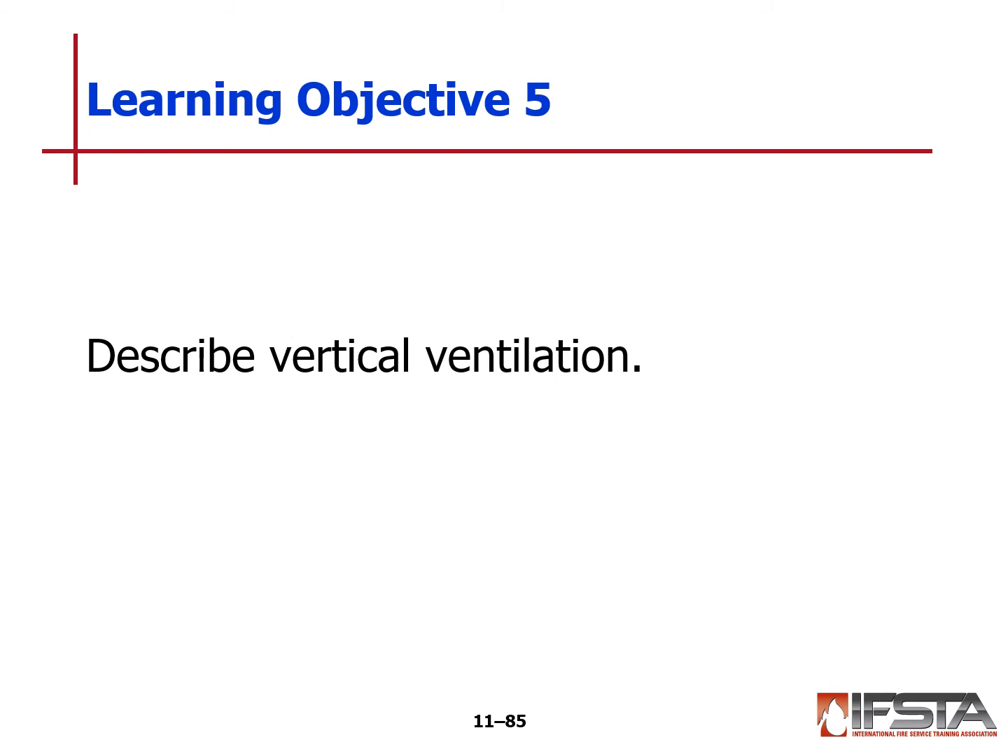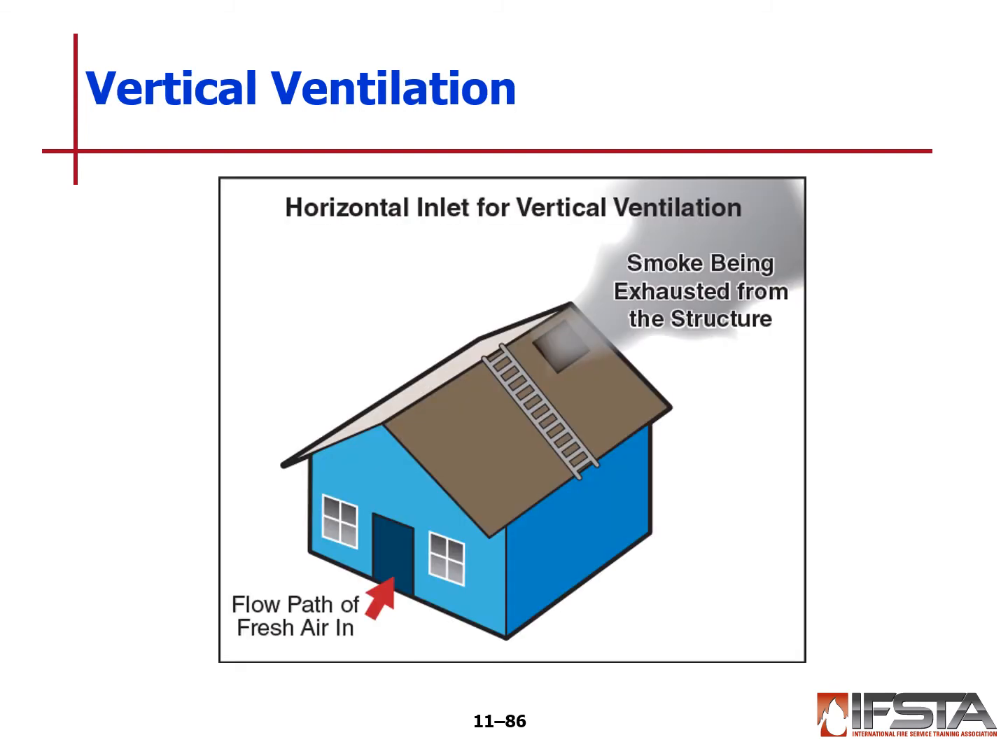Next is vertical ventilation. This is where we may have a horizontal inlet, and we have created a hole or an outlet in the roof line, and the smoke's being exhausted out. And the flow path principles are the same.